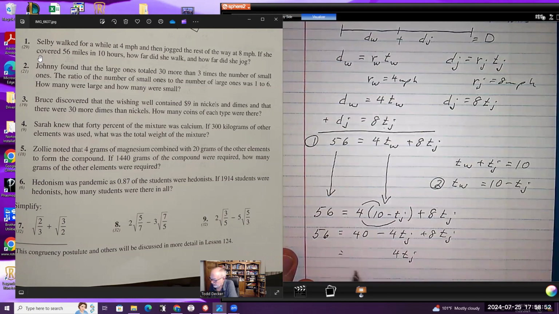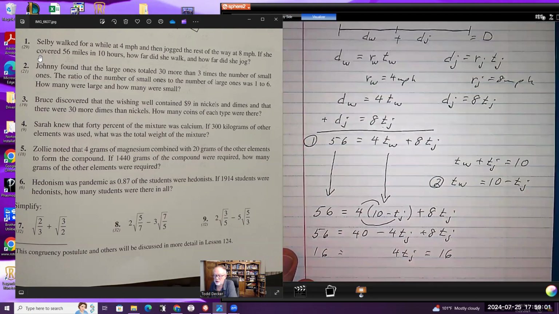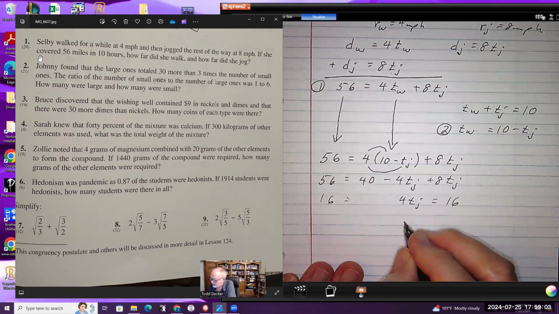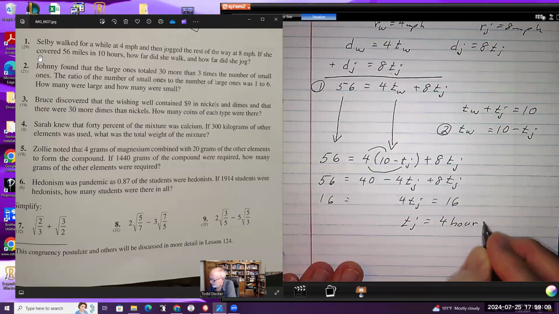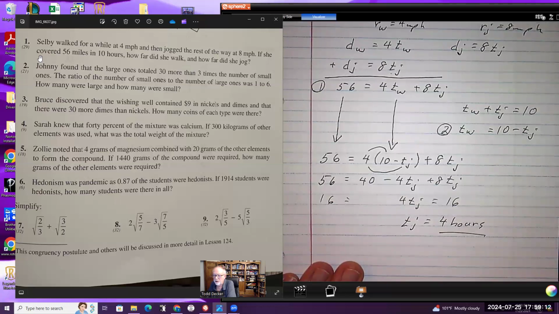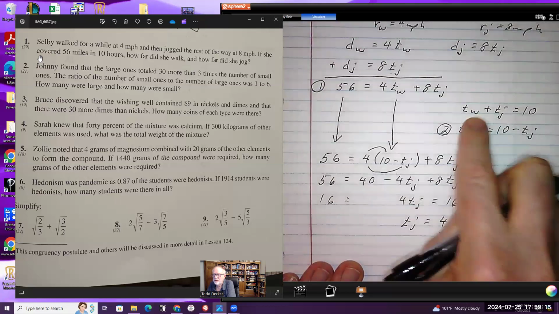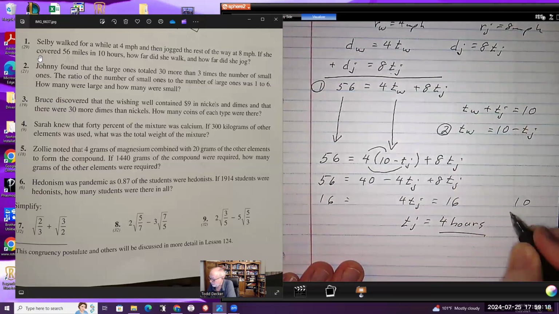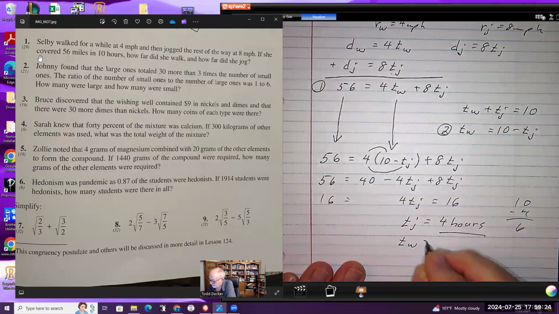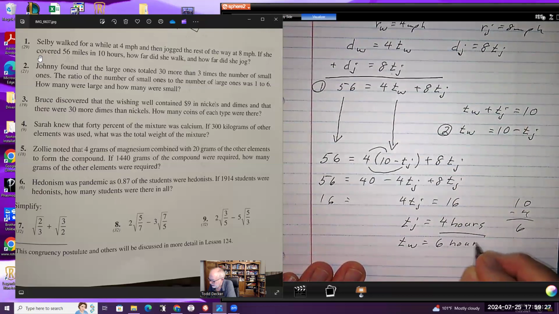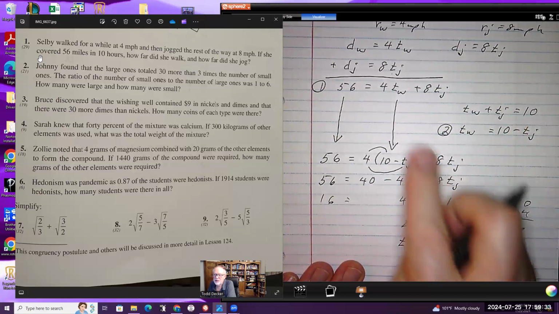I can subtract 40 from both sides. So 4 times the time she spent jogging equals 16. I can divide both sides by 4, and that means the time she spent jogging, and now I can put in units, is 4 hours. And since these two have to sum up to 10, I can subtract 4 from 10 and get the time she spent walking. 6 hours.